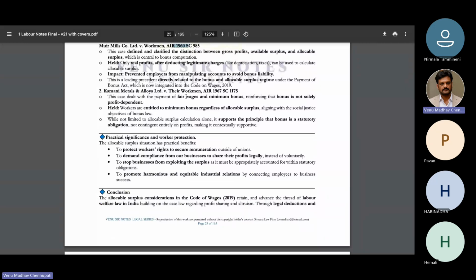Kamani Metals కూడా మంచి case అండి. Fair wages గురించి మాట్లాడింది, మినిమం బోనస్ గురించి మాట్లాడింది, సెట్ ఆన్ సెట్ ఆఫ్ ఎలా చేయాలి కూడా మాట్లాడింది. And whatever cases I'm listing here are basically Supreme Court cases.